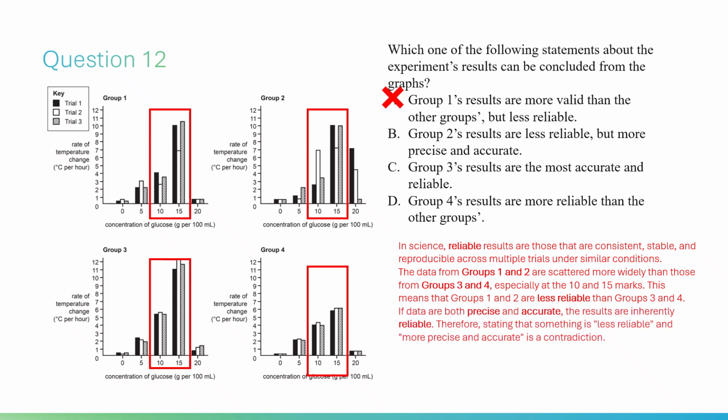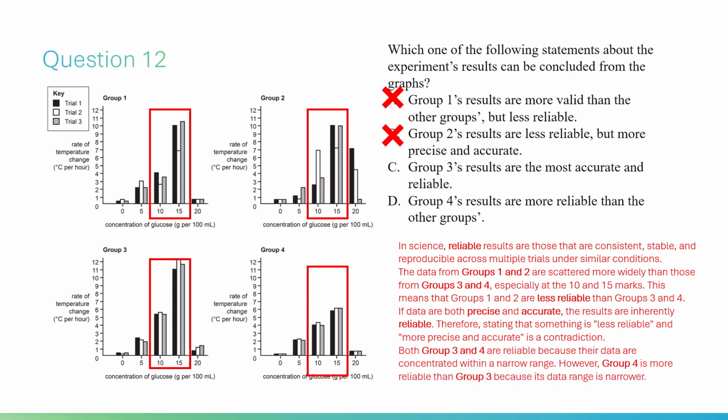If data are both precise and accurate, the results are inherently reliable. Therefore, stating that something is less reliable and more precise and accurate is a contradiction. Both Group 3 and 4 are reliable because their data are concentrated within a narrow range. However, Group 4 is more reliable than Group 3 because its data range is narrower.